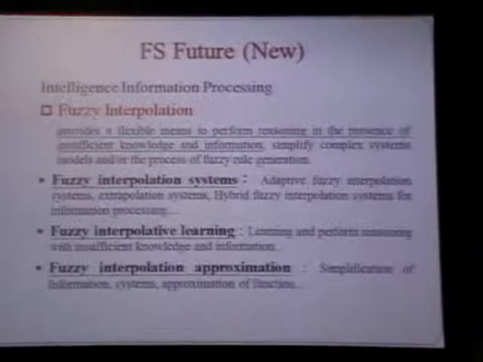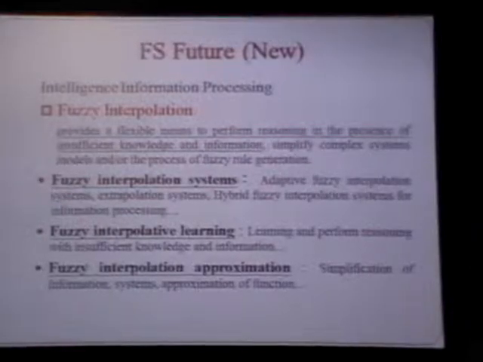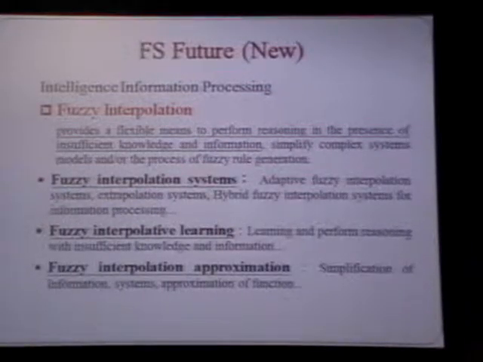Another example of intelligent information processing is fuzzy interpolation. This research is trying to provide flexible means to perform reasoning in the presence of insufficient knowledge and information. Topics include fuzzy interpolation systems, fuzzy interpolated learning, and fuzzy interpolation approximations. Okay, so this slide just shows you some possible directions for you to pursue. Okay, that's my talk. Thank you.